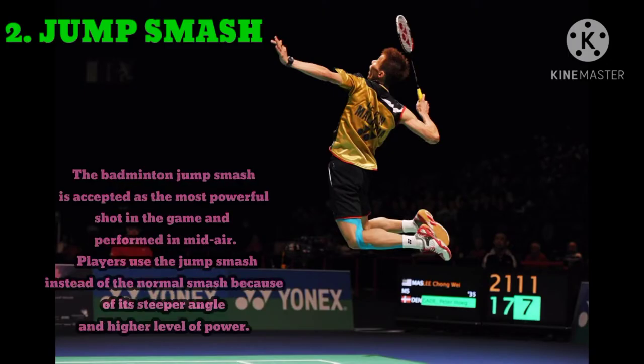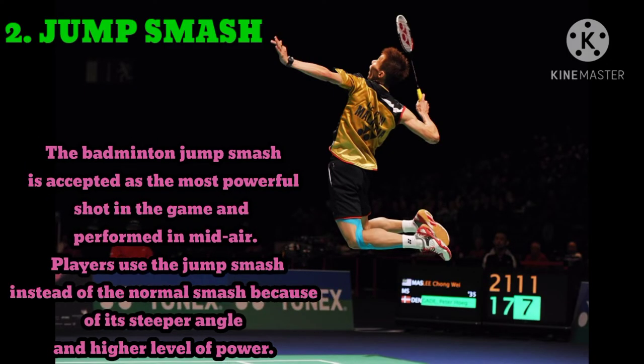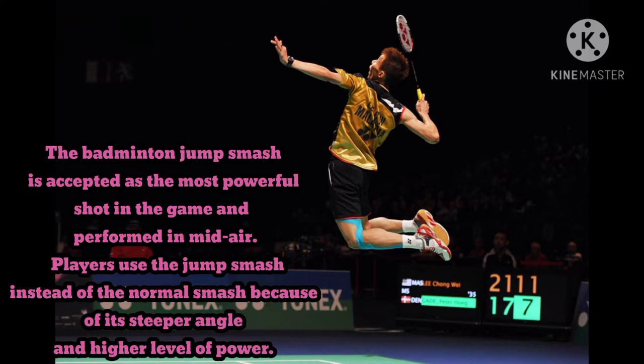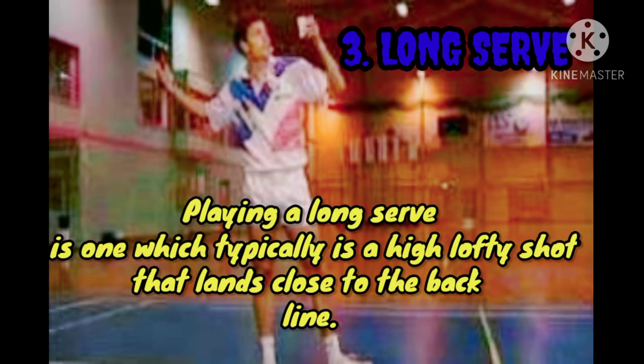2. Jump smash. The badminton jump smash is accepted as the most powerful shot in the game and performed in mid-air. Players use the jump smash instead of the normal smash because of its steeper angle and higher level of power. 3. Long serve. A long serve is one which typically is a high lofty shot that lands close to the back line.